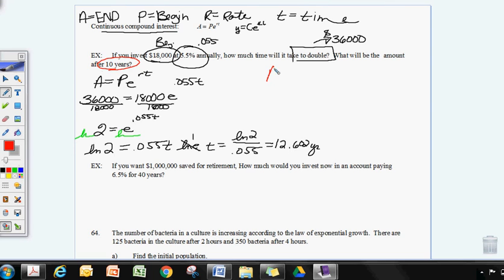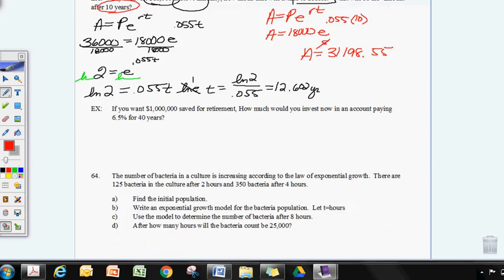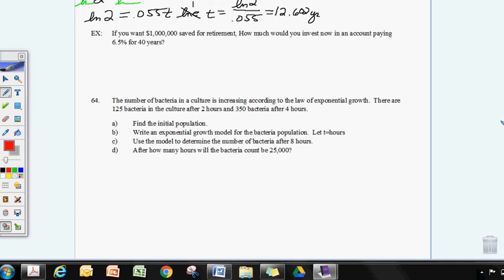Okay, so the second part of the question said, what will the amount be after 10 years? After 10 years, A equals Pe to the rt power. I'm looking for the A value, so A is still going to be in my equation. I still start with 18,000, e raised to the same rate of 0.055, and my time is 10. Grab your calculator, work that out. It should be worth $31,198.55. Again, no calculus, just pre-calc stuff. Okay, try this next one by yourself and then come back and check the video.